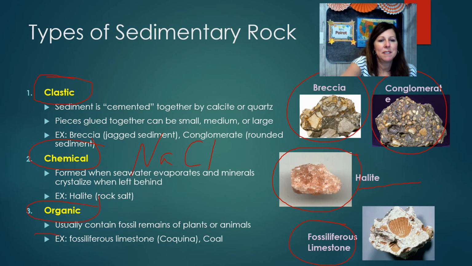So some examples of fossiliferous limestone are coquina and also coal that we use for energy. Coal is another type of organic sedimentary rock. It forms when plant material is buried and it changes into coal as the result of heat and pressure pushing down on it. But it takes millions of years to form. So once we mine that and use it, it's pretty much gone. So that's why we're trying to find other energy sources besides coal, because it's not very likely that it will continue to be made on our planet.